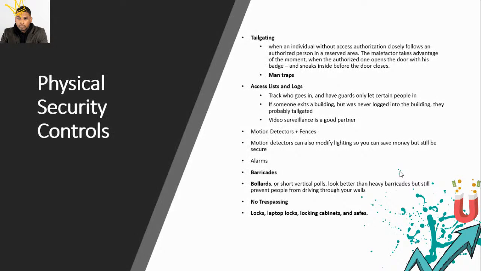So some of the physical security threats here to think about are tailgating, when an individual without access authorization closely follows an authorized person in a reserved area. Then the malefactor takes advantage of that moment when the authorized one opens the door with his badge and then sneaks inside behind the closed door.